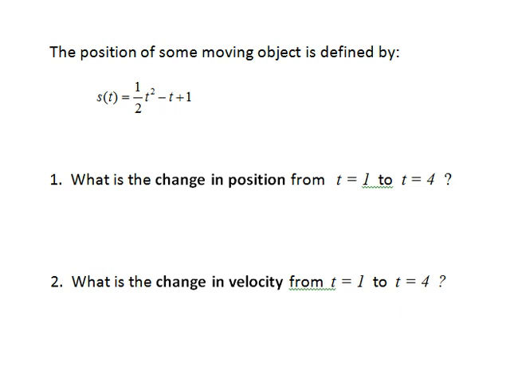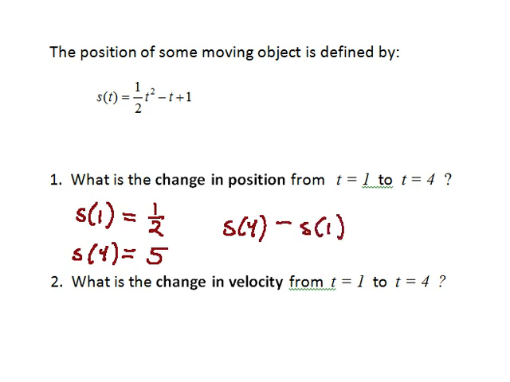To find the change in position from 1 to 4, it's necessary to define the position at 1 and the position at 4. This is done fairly routinely by plugging in 1 into the function. You end up with 1/2. And the position at 4 should be 5. The change then is s of 4 minus s of 1, which in this case is 4.5.